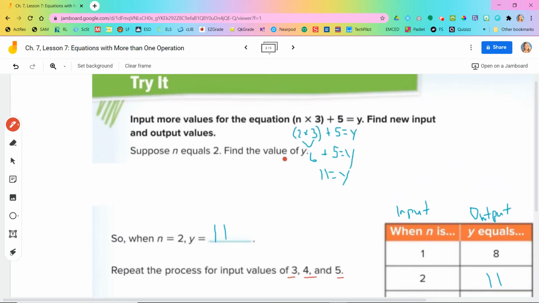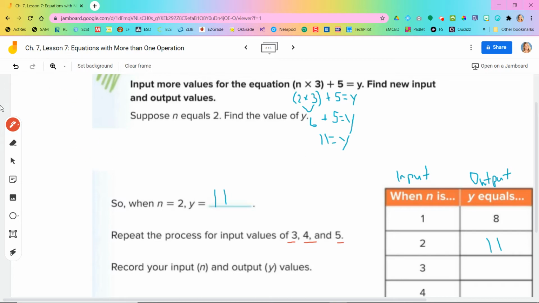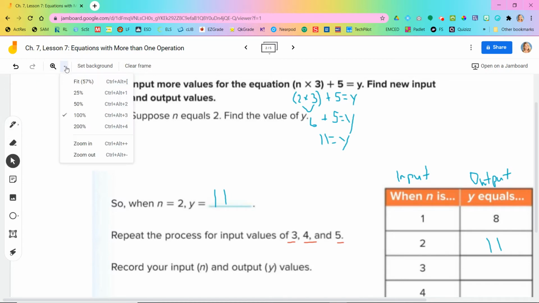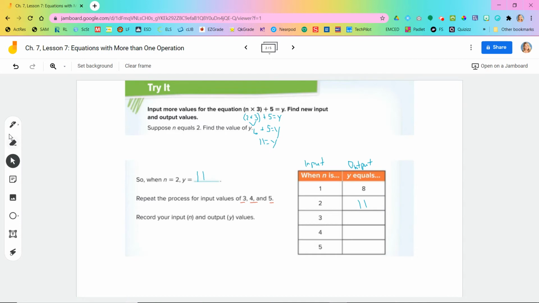So I look back up here at my equation. I think now I can kind of put it back on this. So let's use 3. When n is equal to 3, what will y be? So I'm going to rewrite this equation except with a 3. So 3 times 3 plus 5 equals y. Now I use my order of operations.